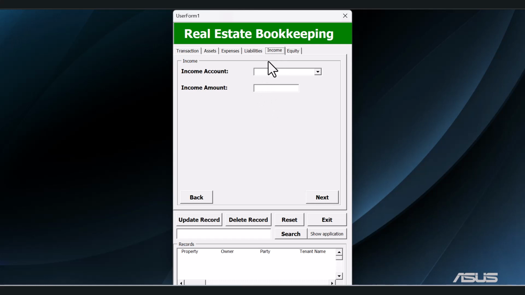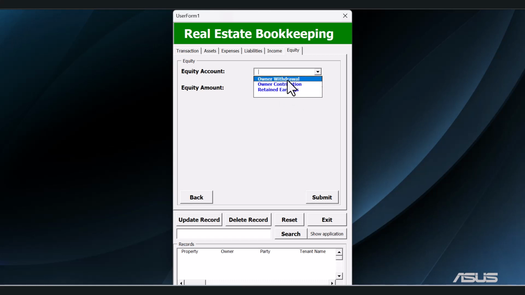Next, we are going to consider the income category. And going with our previous videos, we simplified the income category for a real estate business to include just the rent, things like the late fee, and everything else we lumped under other income, just to make things simple and clean. And finally, we have the equity category, and in the equity, again, we simplify things quite a bit by just having three categories.